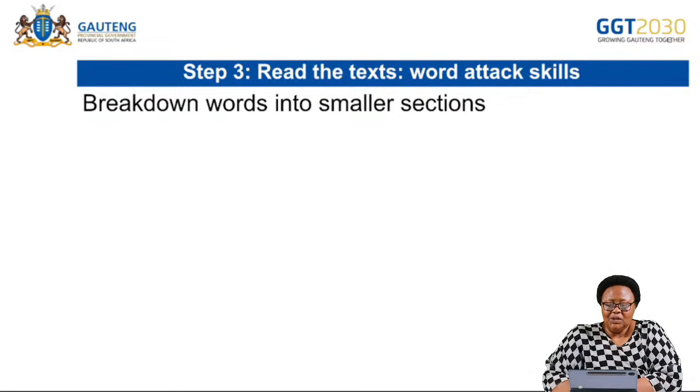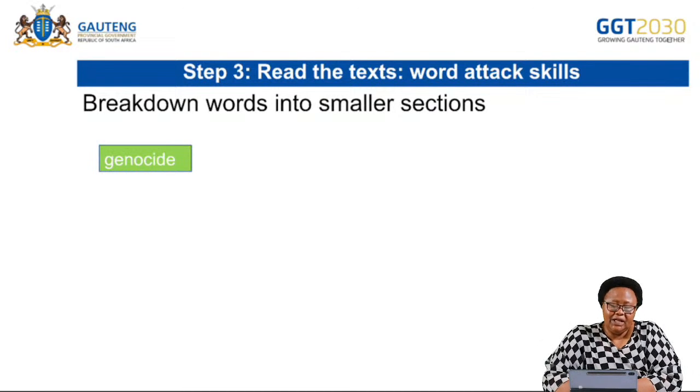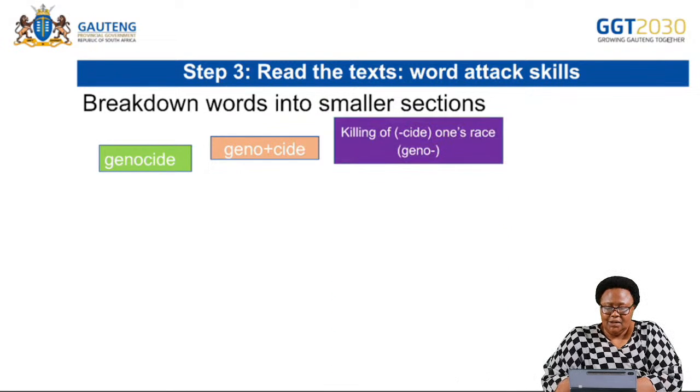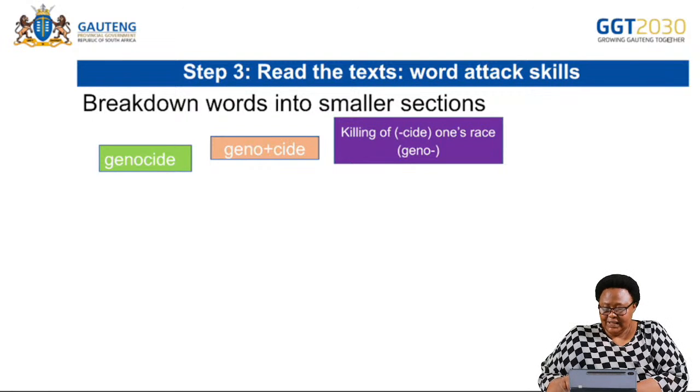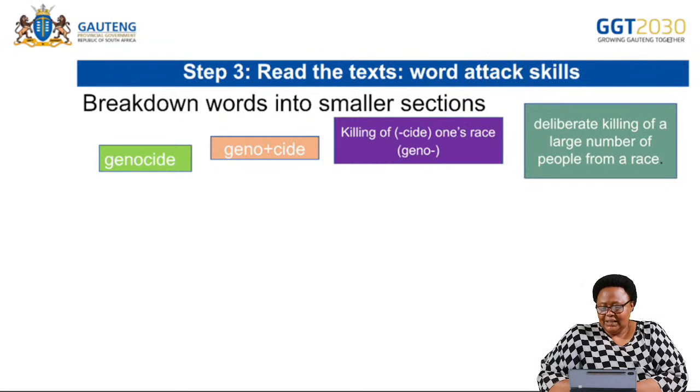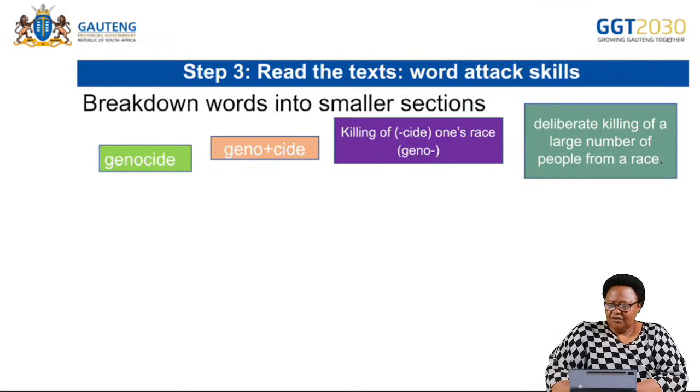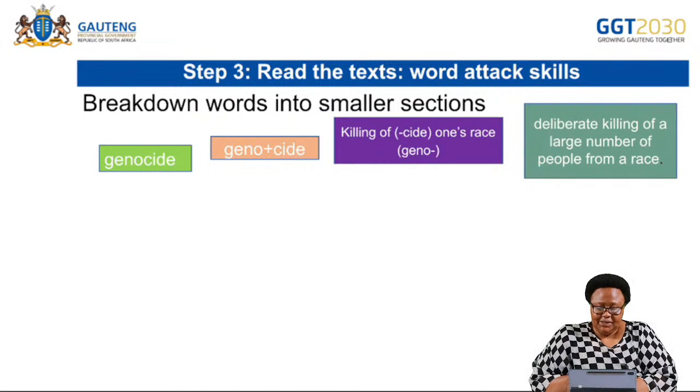Right. We're still on step 3, that is reading. How to do word attack skill, or use word attack skill in order to get meaning. You do that by breaking down a word into smaller sections. Let's take the word genocide, for instance. If you break that word into 2, geno plus cide, you get to know that cide is a killing of, and geno, one's race. So you are able to get the meaning that genocide is the killing of a large number of people from a race.